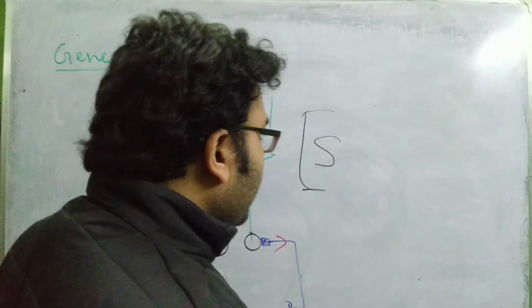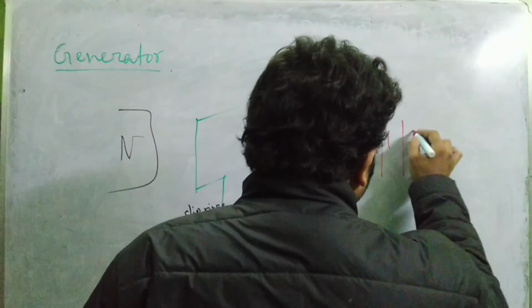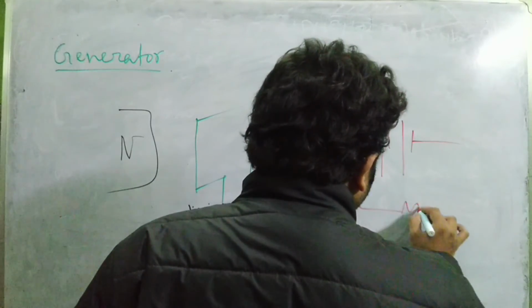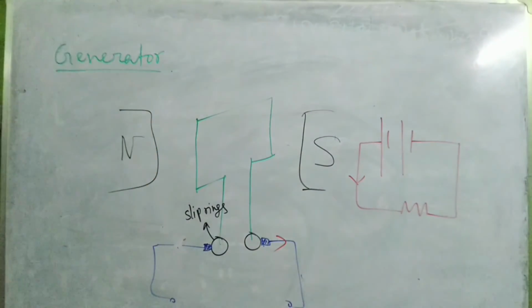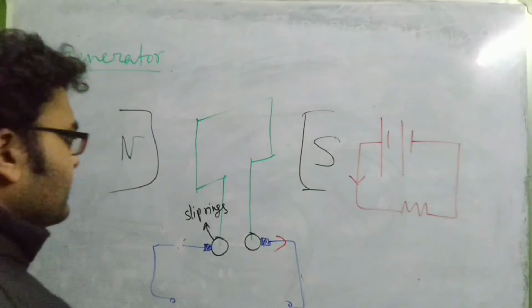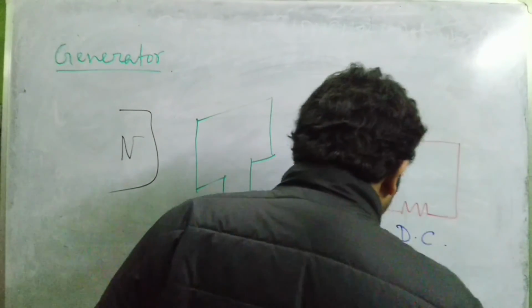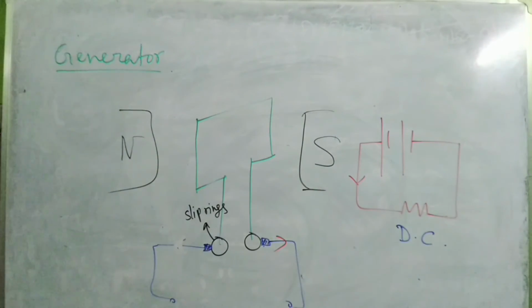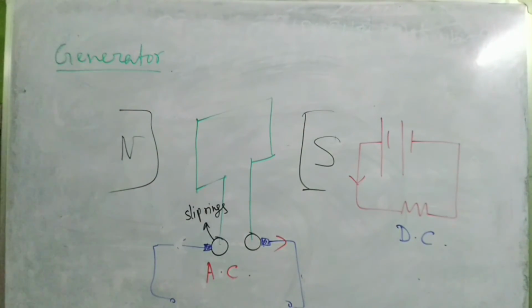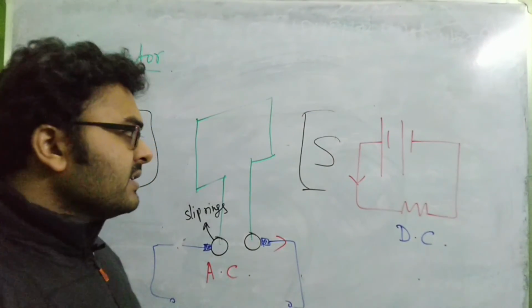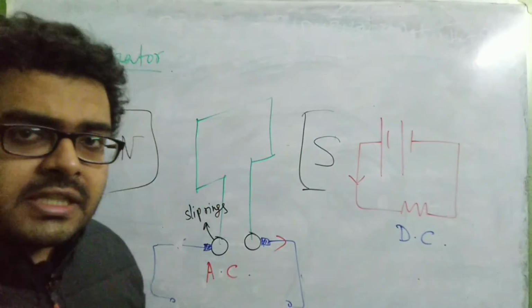When you consider a battery or a cell, it causes the current to flow in a single direction. Say this is a resistor, the current keeps on flowing in the same direction. The direction will not change. So this kind of current is called direct current, or DC. Whereas this kind of current that you are getting here is called AC, or alternating current. This is the main difference between alternating current and direct current. In alternating current, the polarity keeps on changing in a very specific span of time, whereas in direct current the polarity remains the same.